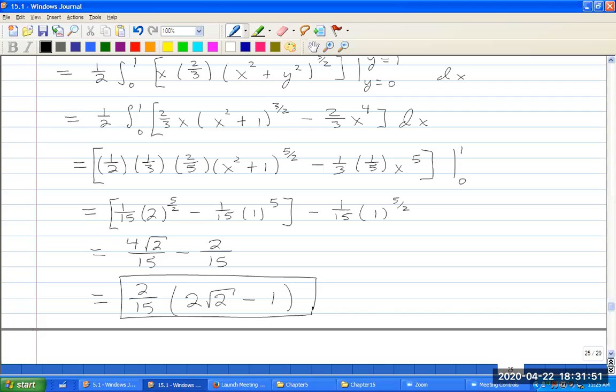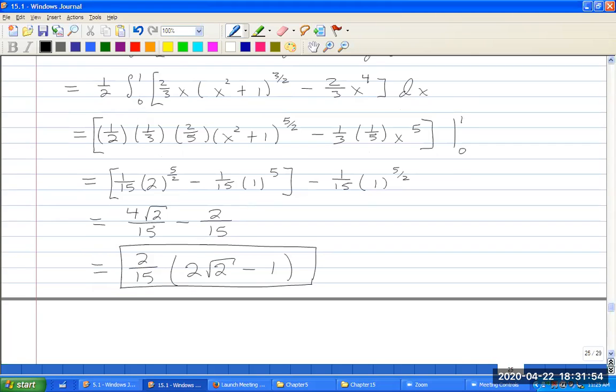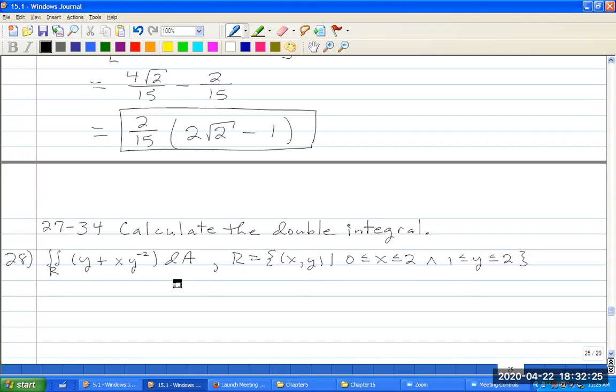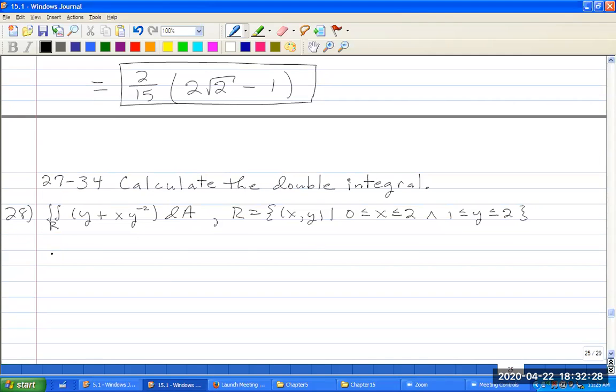Okay. In problems 27 through 34, calculate the double integral. Okay, so in problem 28, I want to find the double integral over the region R, the rectangle R actually, in this case, of y plus x, y is negative 2 dA. So let's rewrite this.